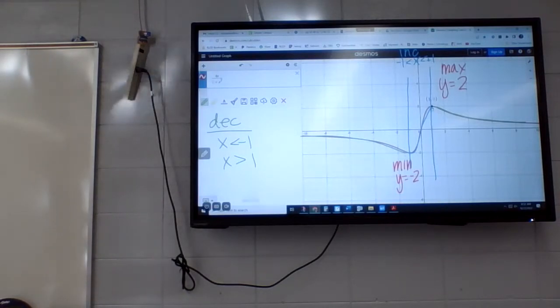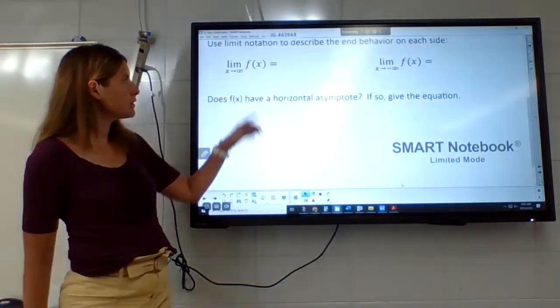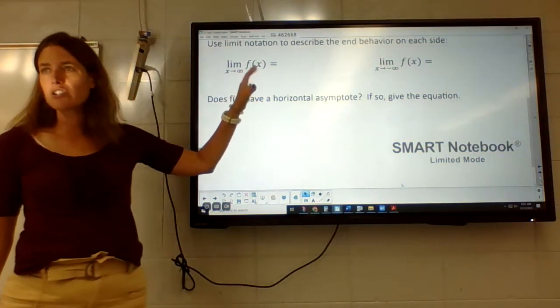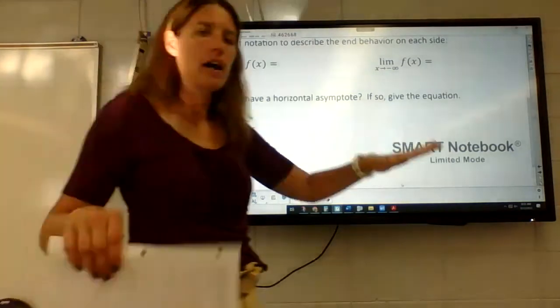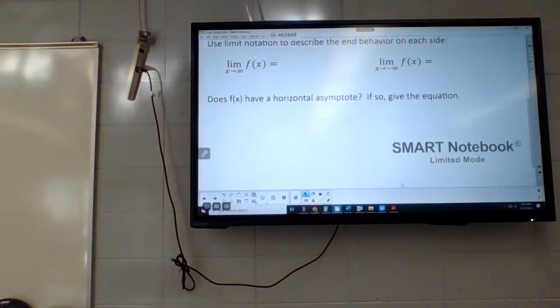All right, so the limit notation. The limit on, and this one's approaching infinity, so to the right, again, this is where we talk about my hands. What would my hands be doing on the right side of the graph? Approaching what? Not infinity, that's where my hand's going, but what's the y value at that point?